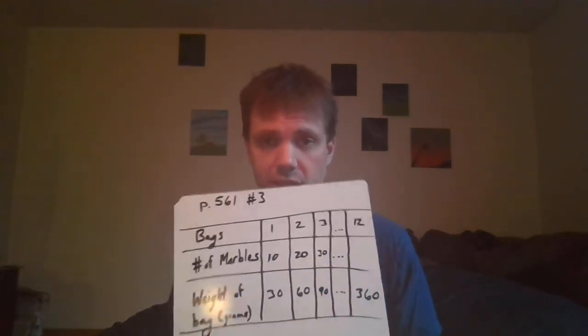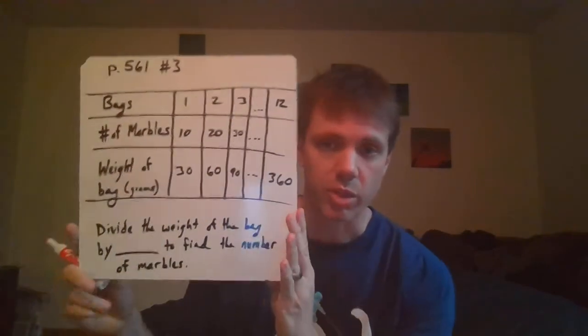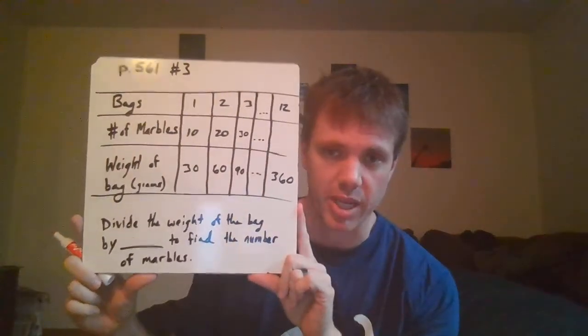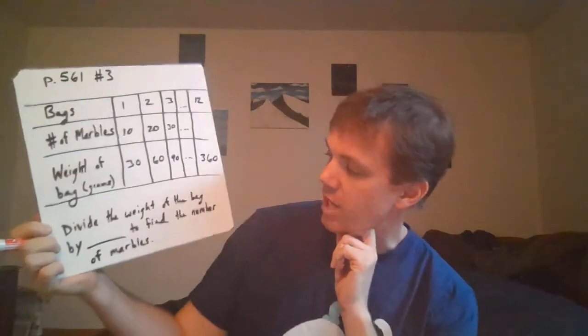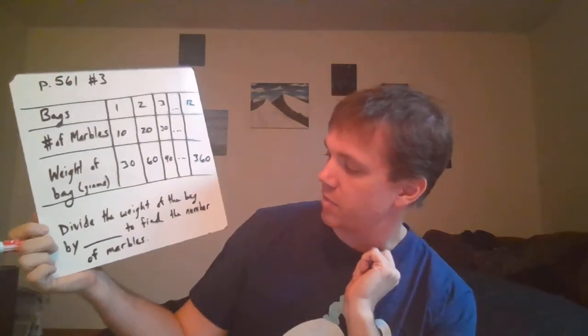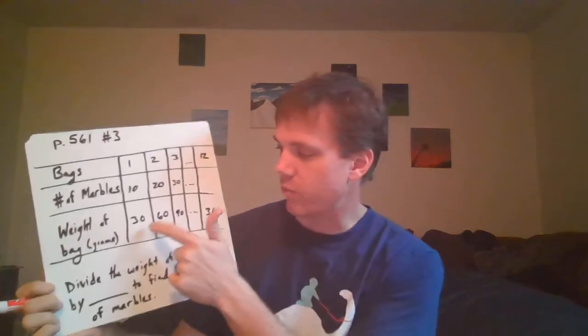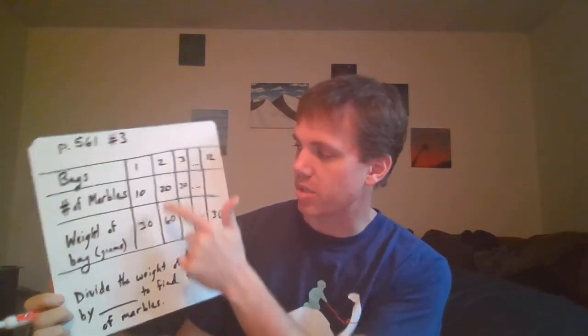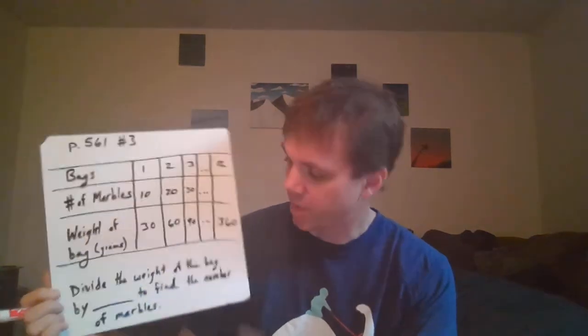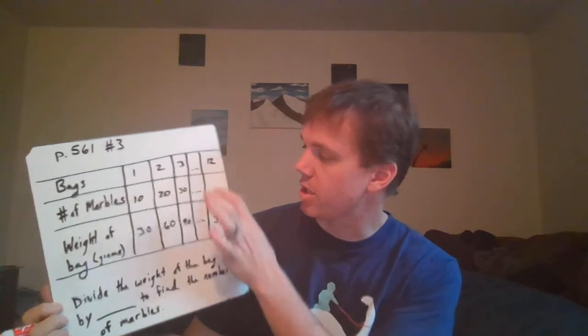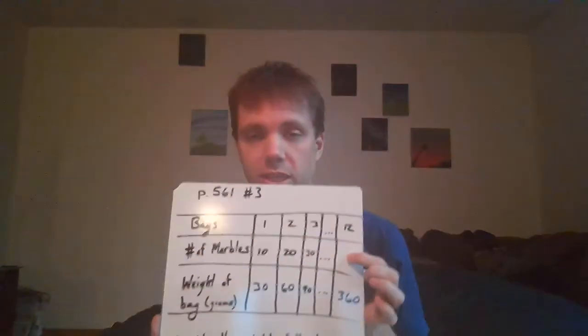Now, the book has a specific rule that they want you to look at. They give you everything and then you just have to plug in the number. It says, divide the weight of the bag by blank to find the number of marbles. So if we're going to divide the weight of the bag by some number to get to the number of marbles, well, we've already talked about it, right? What do you divide by? You divide by 3.